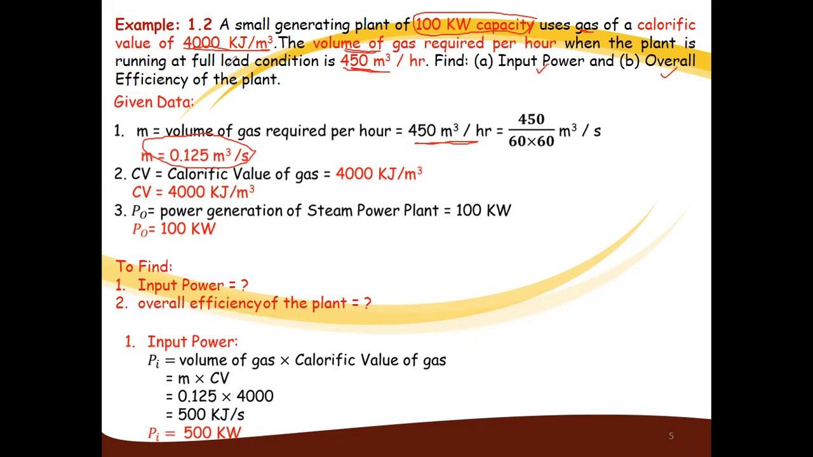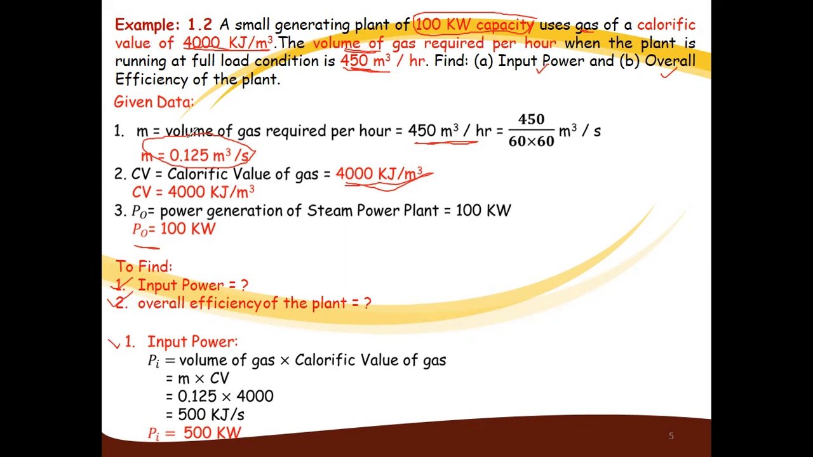Now again, calorific value is given in kilojoule per meter cube. So it is 4000, and the power generation is given as 100 kilowatt. So output power PO is equal to 100. So we have to find out input power PI and the overall efficiency of the plant. First we have to find out the input power.